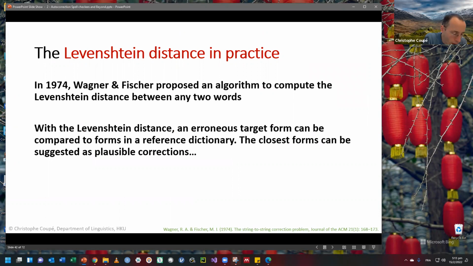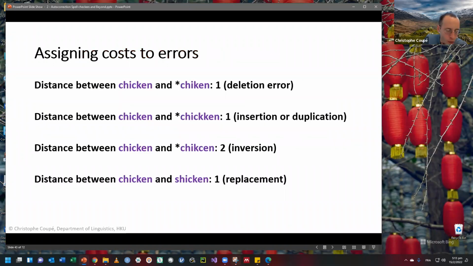So how do we compute that? In 1974, that's quite a long time ago, Wagner and Fischer, 2 persons, proposed an algorithm to compute this Levenshtein distance between any 2 words. With the Levenshtein distance, what you can do is that you have a target form and you don't find it in the reference dictionary. Then you compute the Levenshtein distance with other forms, and the forms with the smallest Levenshtein distance may be suggested as plausible corrections. You don't find the form in the dictionary, you compute the distance between this form and many others, and then you propose plausible corrections, the forms which have a small distance to your target form. So I'm going to show you how to do it, and then you will try by yourself.